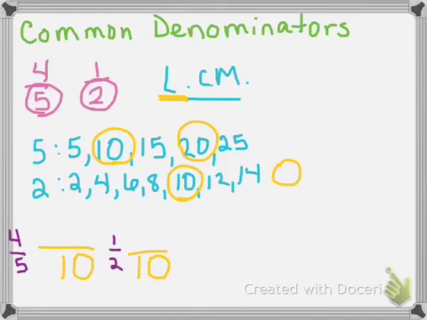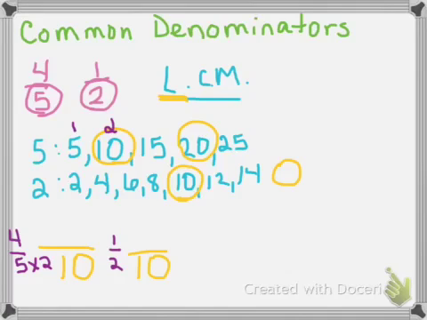When you're doing the common denominator, you ask yourself what times the old denominator gets you the new denominator. Well, 5 times what is 10? Well, if I look at my list of multiples here, that's 1 times 5. Well, that's 2 times 5. So 5 times 2.